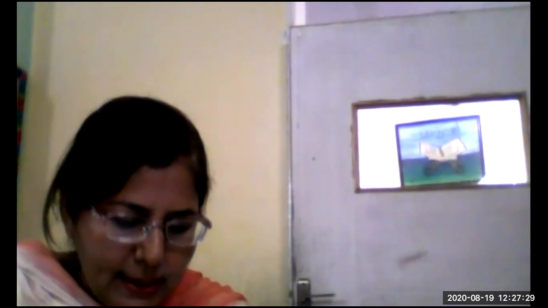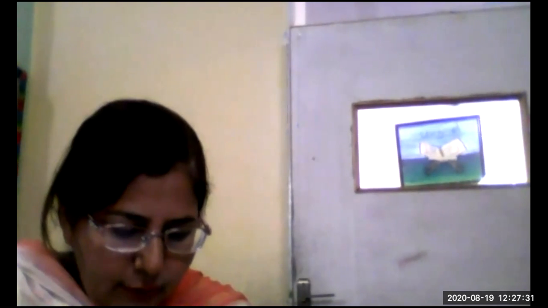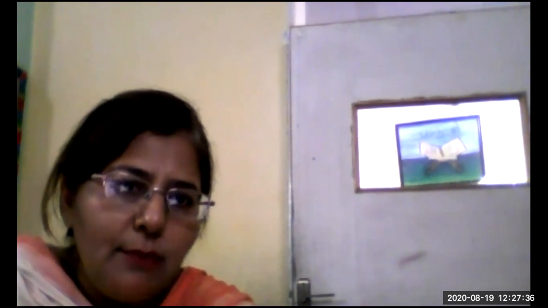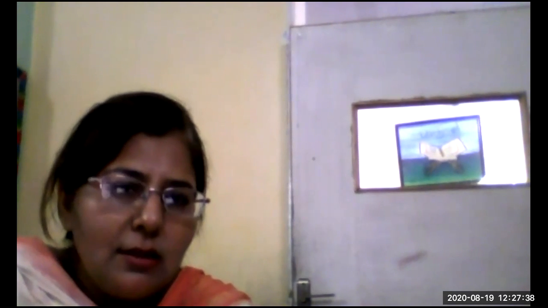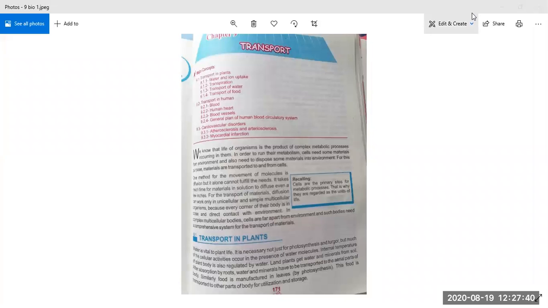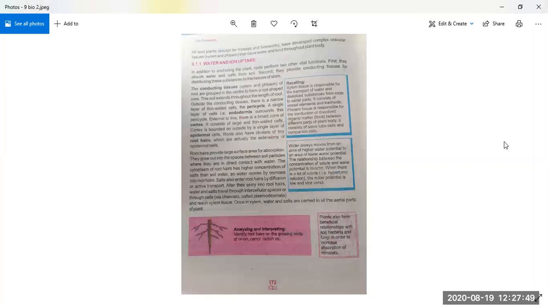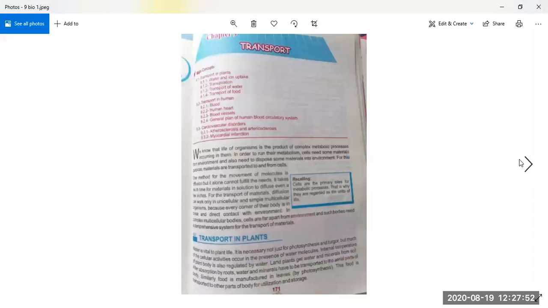Water plays a vital role in the life of plants. Why is water important for plants? The answer is very simple: water is important for photosynthesis, it is important for turgor pressure, and it is also important for regulation of temperature within the cell. Water plays three important roles inside the body of a plant. First, it helps in photosynthesis.